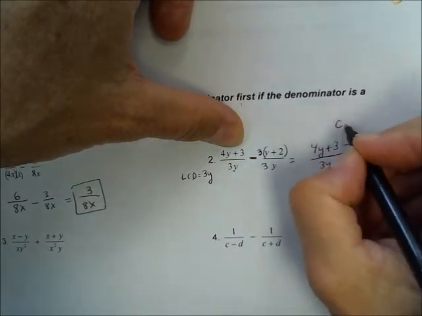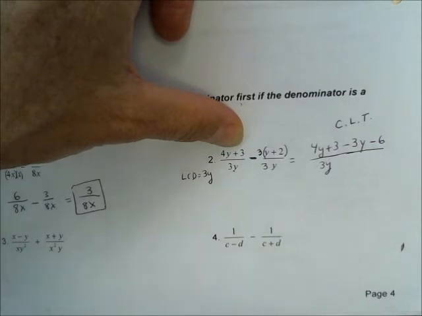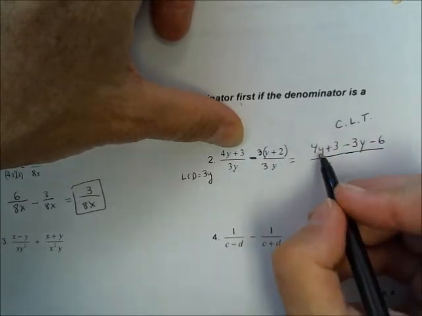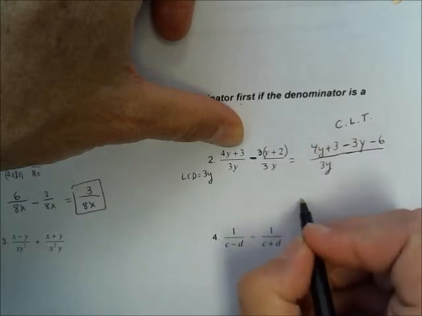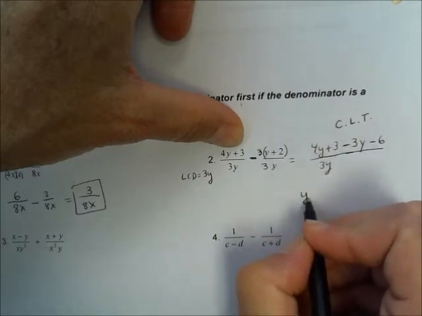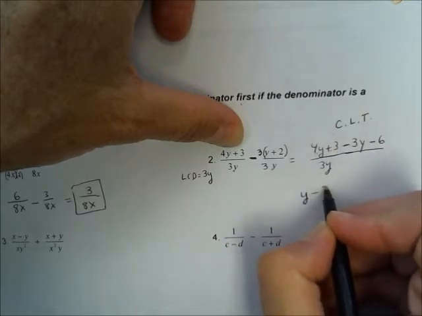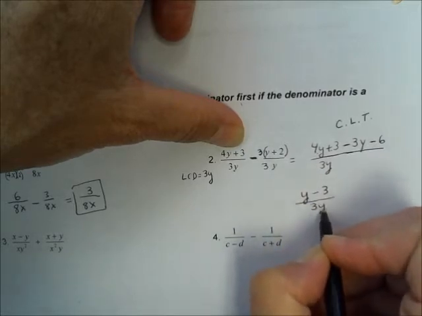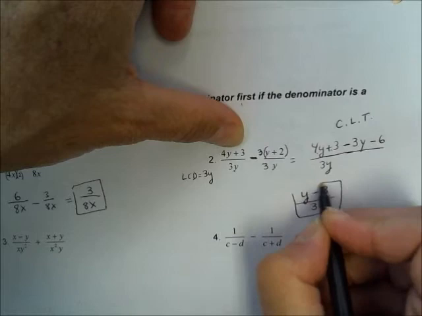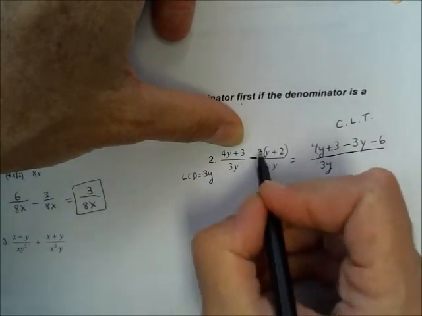So now we can combine like terms. If you see CLT, it just means combine like terms. So we have a 4y minus a 3y. 4 minus 3 is 1. So we have a 1y. 3 minus 6 is a negative 3. And in the denominator we have a 3y. Those 3's don't cancel because this 3 is a term. So that's the end of that problem. So just be careful of a negative or a subtraction.